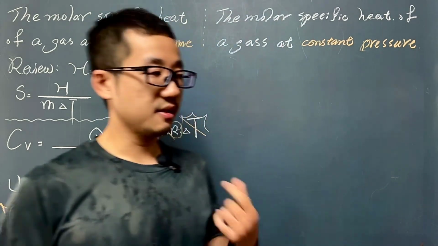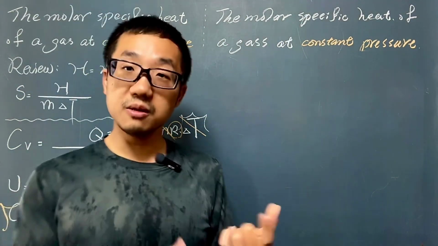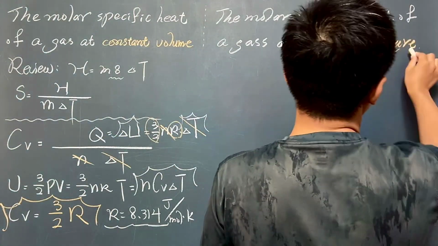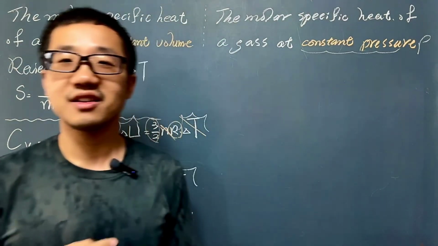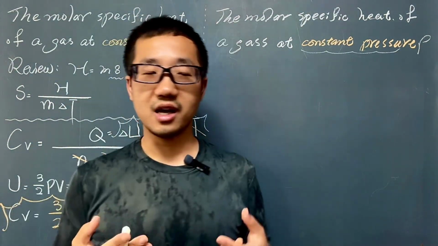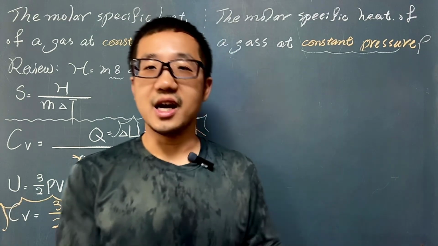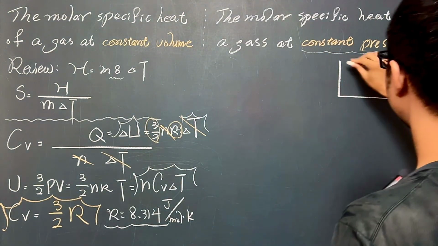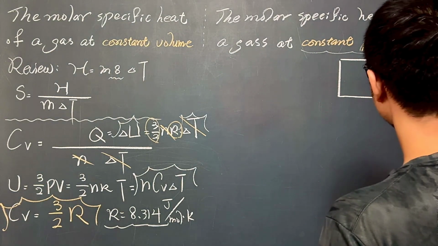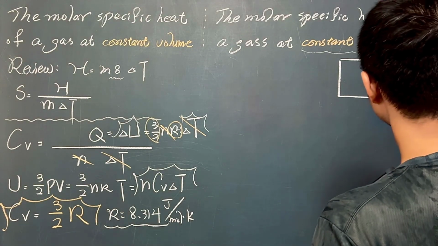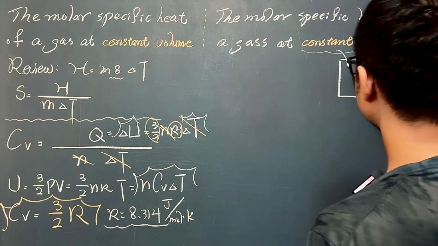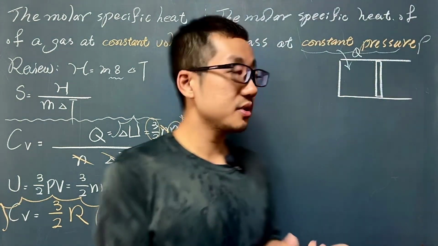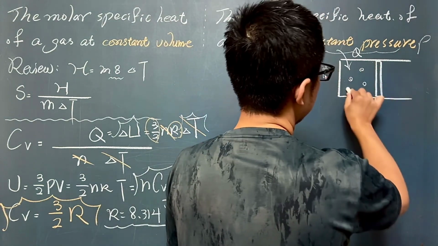Maybe we can talk about something else, still the molar specific heat of a gas, but at constant pressure. The P should be a constant. Try to imagine you are now injecting energy inside a container. Let's say this is a piston. More energy is now being injected inside the container. So the molecules inside will fly even faster.